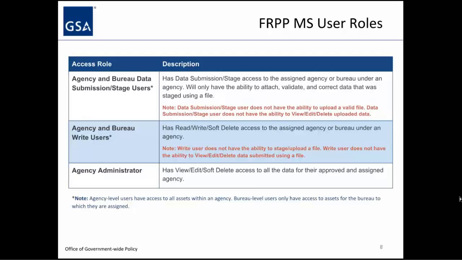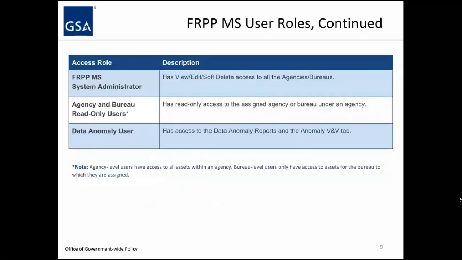So today we're going to be focusing on the features and functions of these roles. The additional roles that are available are the FRPP system administrator. So that person has access to review any data for any agency or bureau. So this is for the GSA program staff only.